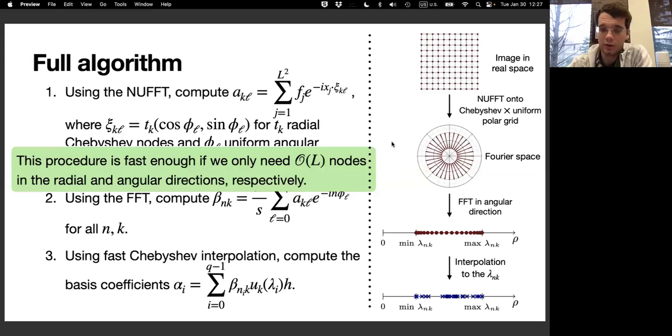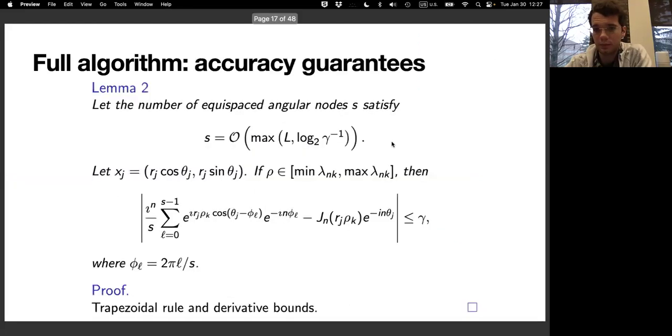So I want to expand a little bit on that statement. I want to give some ingredients on why we can get away with order L nodes in both these directions. I have 2 slides here. They're very short, so I think we can go through them.